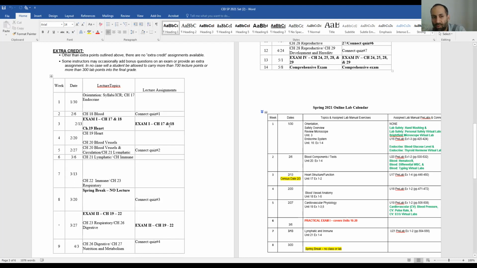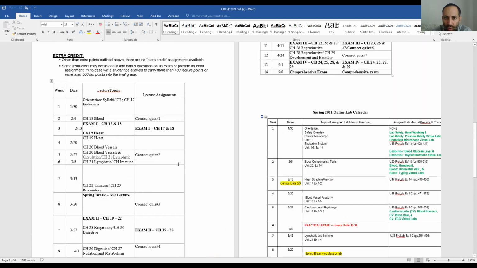Then the other important dates to pay attention to is this, the exams, okay? For example, our first exam would be on February the 13th, and that would be taken from chapters 17 and 18. So something to keep in mind. Again, I will be sending out a study guide for that, and I will be reminding you of the time to take that exam on the Connect website. 30 questions, 10 would be based on the study guide. The rest of the 20 would come from the lectures, 4 points each. So a total of 120 points, all right? 20 extra credit points, if you will.